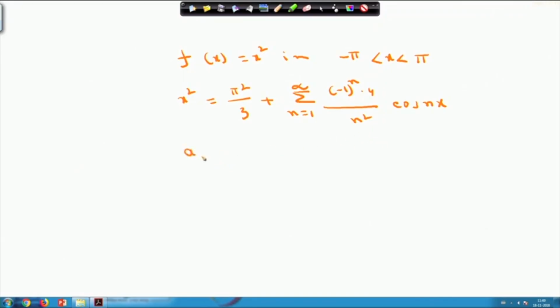Here basically your a naught, you can check it on your own also afterwards. a naught is 2 pi square by 3, a_n equals minus 1 whole to the power n into 4 divided by n square, and your b_n value will be equal to 0. So, you are obtaining the series of f(x) equals x square as this, where a naught, a_n, b_n are this. This you will calculate and check whether it is coming properly or not, since we have done it earlier. So, I am not repeating this particular process.